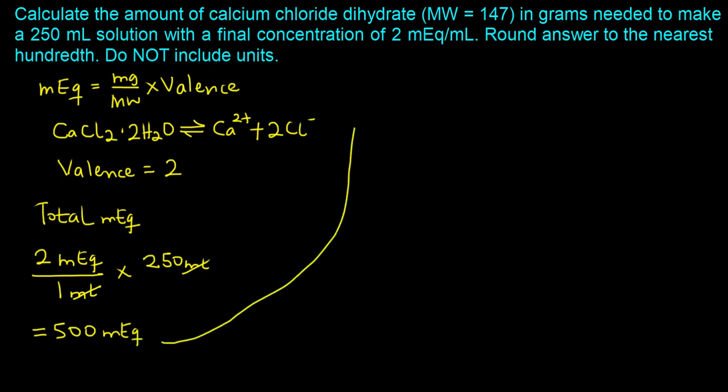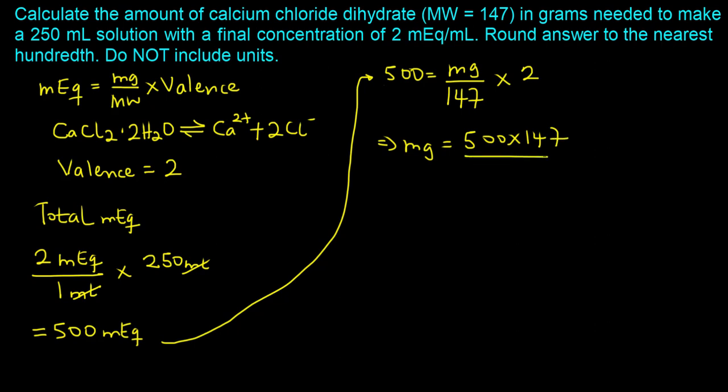So now we can plug all the values into the equation, which means we have 500 being equal to quantity of substance in milligrams divided by the 147 times the valence, which is going to be 2. We solve for the quantity in milligrams, so milligrams equals 500 times 147 divided by 2, and that is equal to 36,750 milligrams. But the question asks for the quantity in grams, so we do a quick conversion.